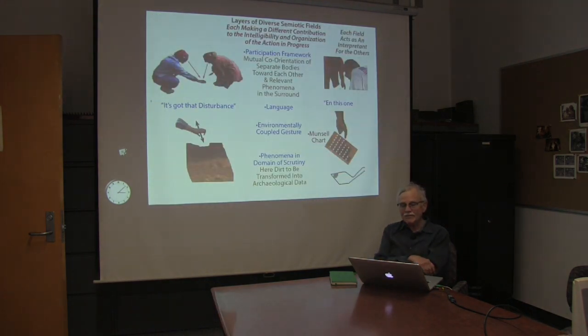Now, another part of that is that this thing is done through this laminated action. You build action through these laminations. So I didn't go over this, but this is some archaeologists. The professor is pointing out to the students structure in the dirt. It's got that disturbance. So you've got their bodies coming together. Here's one looking through another, some other archaeologists looking through a Munsell chart. You have their bodies creating a public framework of mutual attention. You've got language. Then you have an environmentally coupled gesture. You have the hand moving over a meaningful field. And then you've got the objects being looked at.